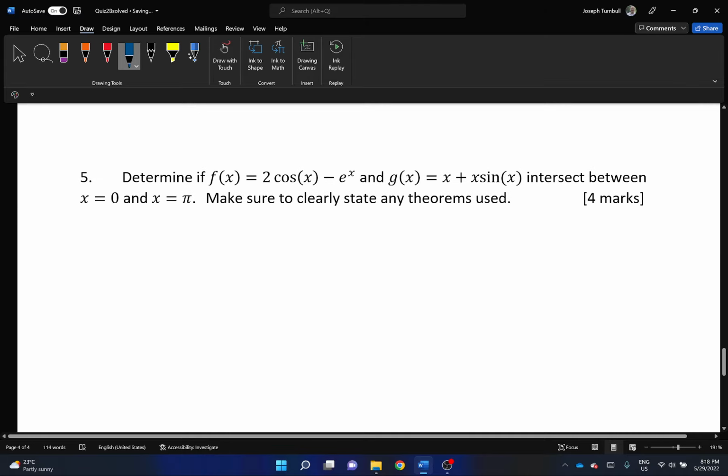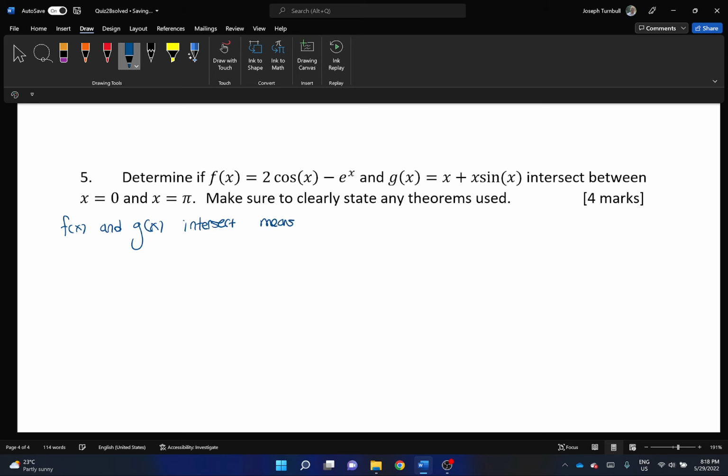Okay, last question, aside from the bonus, asks us to show that two functions intersect between x is equal to 0 and x is equal to pi. F of x, so first thing I do is interpret this. F of x and g of x intersect means that f of x equals g of x inside the interval from 0 to pi. I'm going to replace f of x by its function, 2 times the cosine of x minus e to the x. I'm going to replace g of x by its function, x plus x times the sine of x.